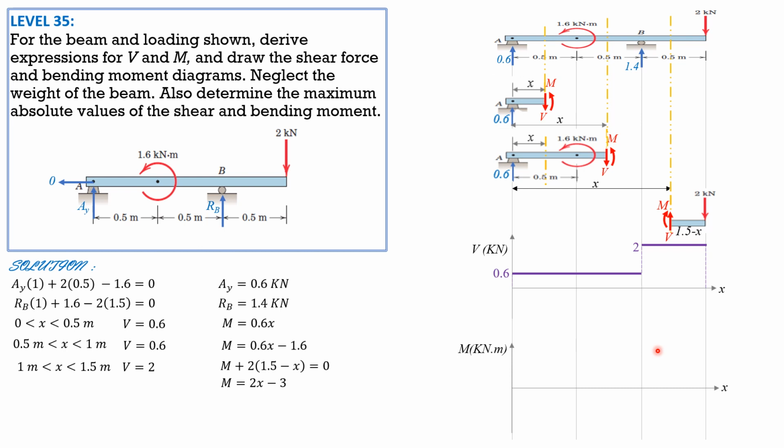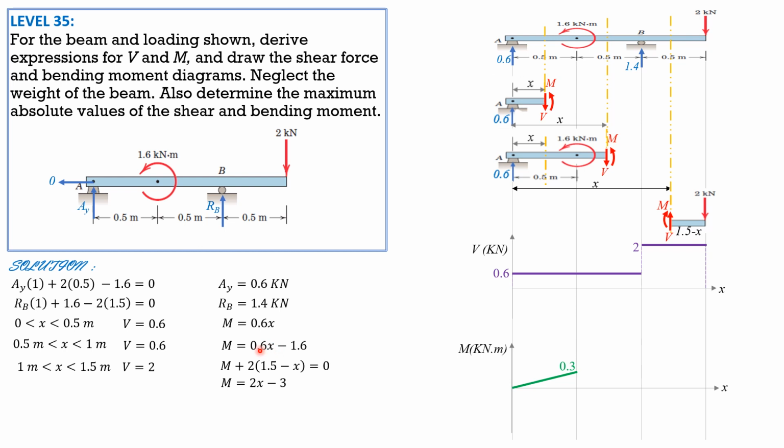Then for the moment equation 0 to 0.5, 0.6x. When x is 0, 0.6 times 0, so it begins with 0. This is a straight line with positive slope. When x is 0.5, 0.6 times 0.5, so it's 0.3. Then connect the 0 and 0.3 with a straight line because this is a line with positive slope.